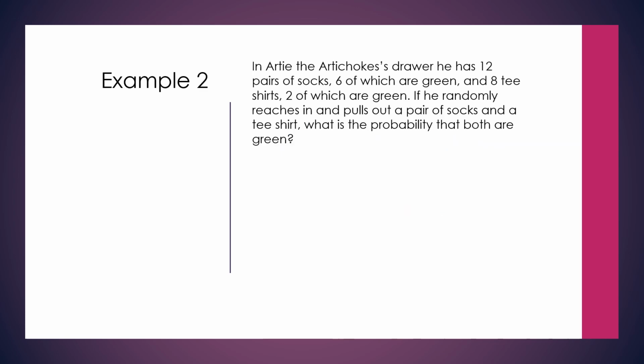For example 2, we're going to use Artie the artichoke. He has a drawer with 12 pairs of socks. 6 of those pairs are green, and 8 t-shirts, 2 of which are green. If he randomly reaches in and pulls out a pair of socks and a t-shirt, what is the probability that both of those are going to be green? So I'm just going to write this slightly differently and just say the probability of both green.